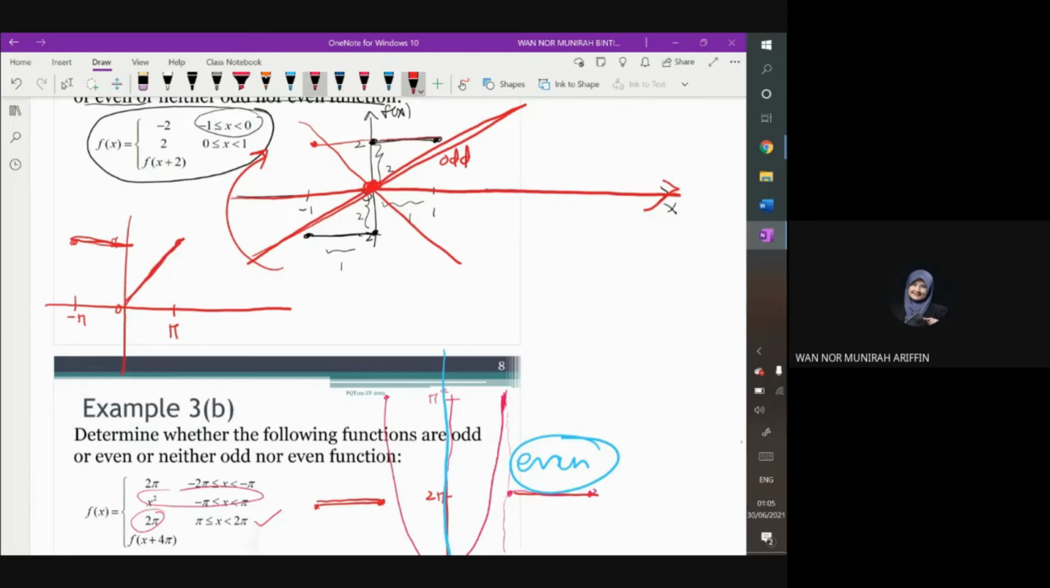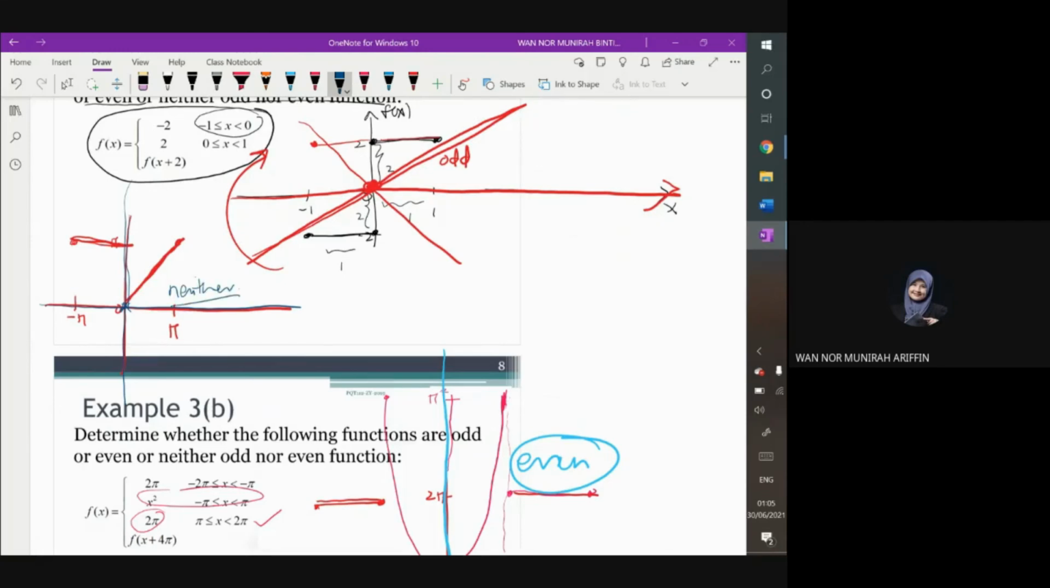So when you try to fold at the y axis, you won't get the even function. It is not the same, it doesn't match. Even if you try to fold at these points, along the origin, you will find that it is not symmetrical about the origin, and this one is also not symmetrical about the y-axis. So we can say that this is the type of neither odd nor even function.